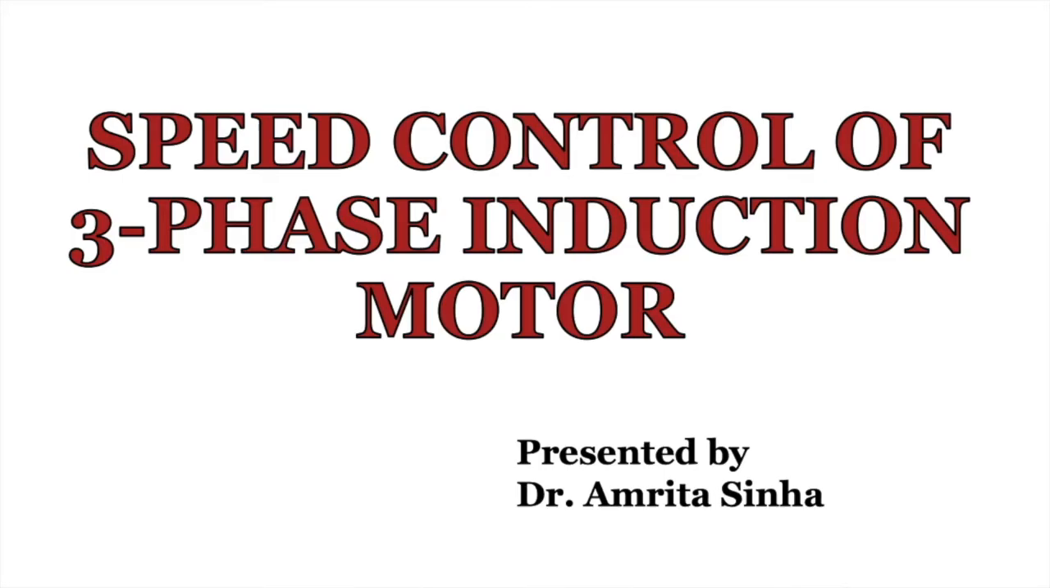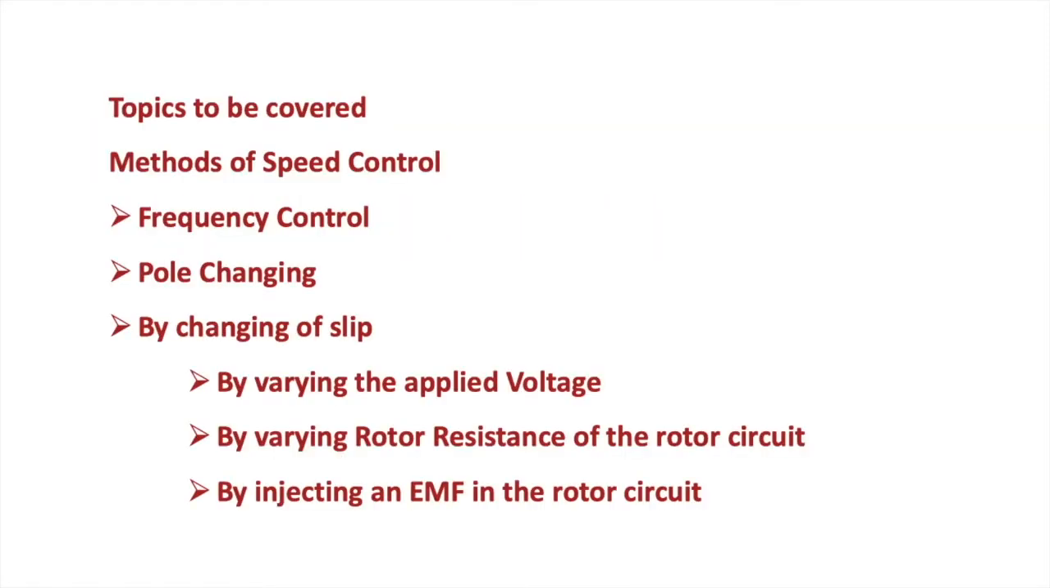We will be discussing the speed control of three-phase induction motor. The topics to be covered today are methods of speed control, that is done by controlling the frequency, pole changing method, by changing the slip, which in turn can be achieved by varying the applied voltage, by varying the rotor resistance of the rotor circuit, and by injecting an EMF in the rotor circuit.